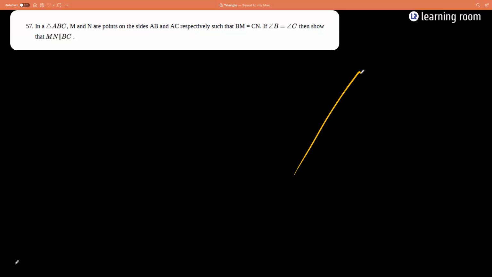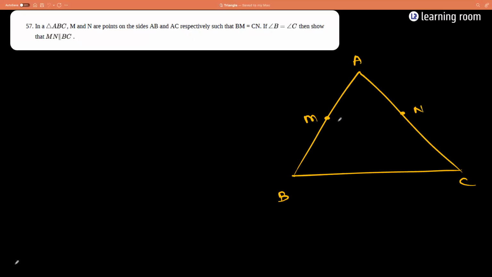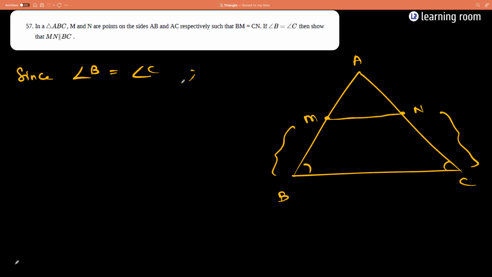So triangle ABC is there. M is a point on AB and N is a point on AC. I'm joining them, such that BM is equal to CN and angle B is equal to angle C. Then show that MN is parallel to BC. So first of all, since angle B is equal to angle C, what is the first thing that I can conclude?